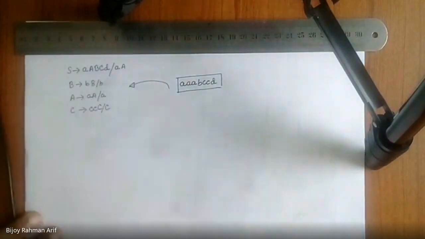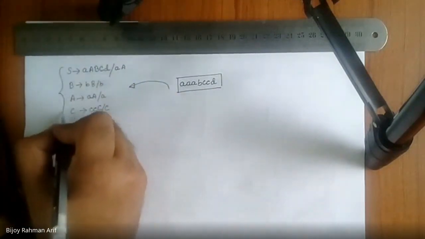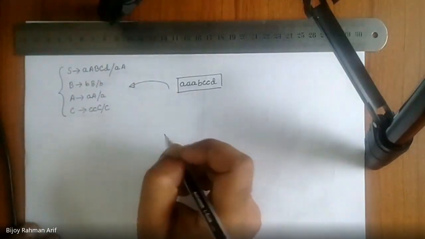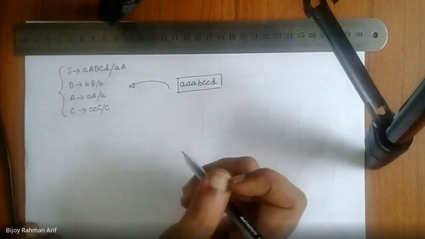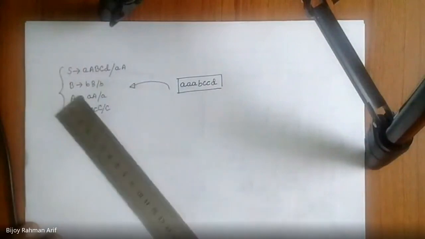So what is the meaning of this? I'm trying to parse this string using this grammar. What is the meaning of this? I'm trying to generate the parse string. No matter which parser I'm going to use.